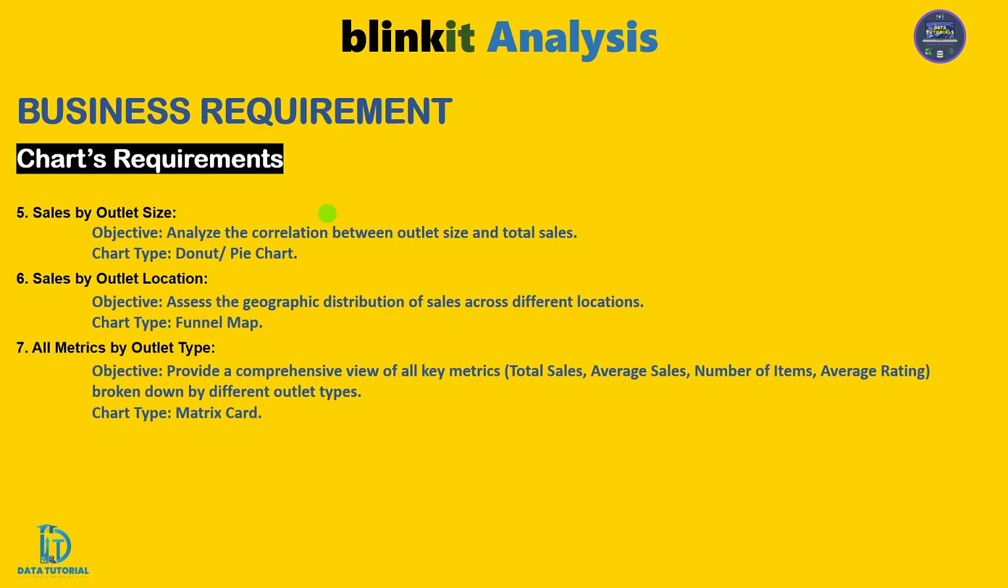And here we'll be creating a matrix card, and based on those outlet types we'll be finding out all the measures which we have, like total sales, average sales, number of items, and average ratings, right? So all of this we will be creating as a matrix based on this outlet type, right? So these are the total business requirements.